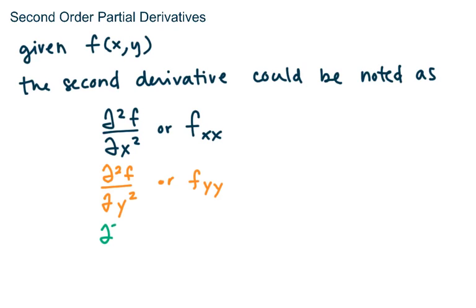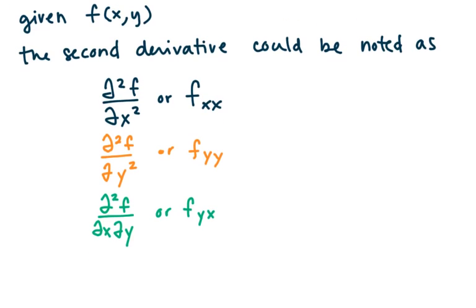I could have the second partial of f, and then I could have partial x, partial y, or f yx. Lastly, I could write this one a third way. Second partial of f, I could have partial y, partial x, or f xy. All right, so it depends on how the equation is defined.